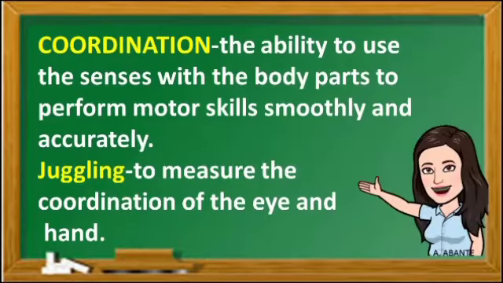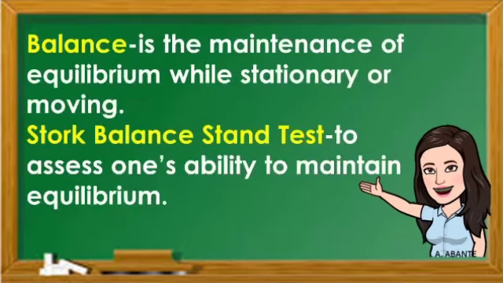Coordination: the ability to use the senses with the body parts to perform motor skills smoothly and accurately. A physical fitness test example is juggling to measure the coordination of the eye and hand. Balance is the maintenance of equilibrium while stationary or moving. A physical fitness test example is the stork balance stand test to assess one's ability to maintain equilibrium.